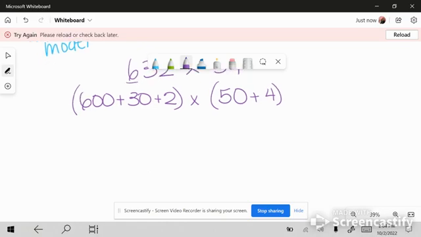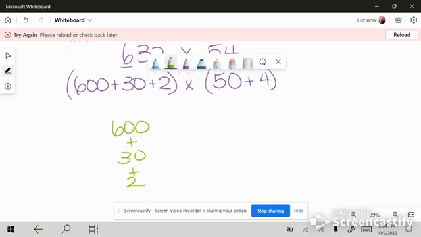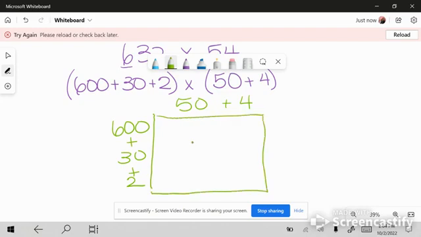We're going to now take our first bracket, our first set of parentheses. We're going to write them in a stack. 600 plus 30 plus 2. And across the top is where I'm going to write 50 plus 4. All right, we're going to create a box that's going to go right here, and then we continue to make it into a closed shape. We need to split the box everywhere we see a plus sign. So one time there, there's another one here, so another one there. We do have one over here, so we're going to split that there.